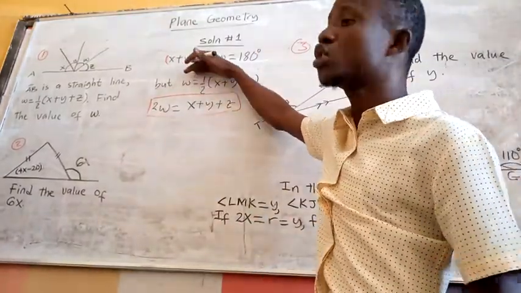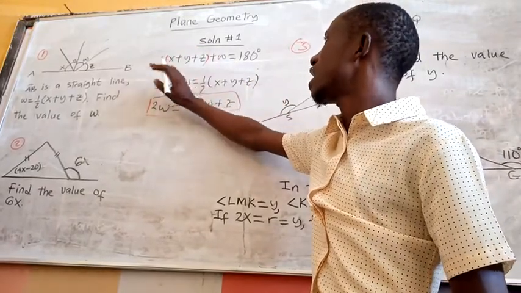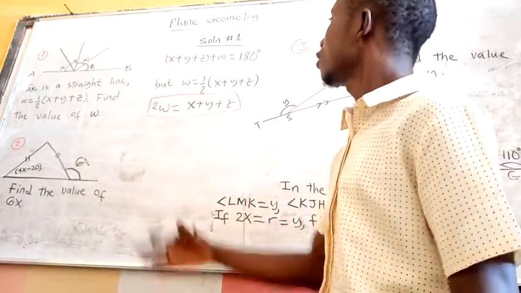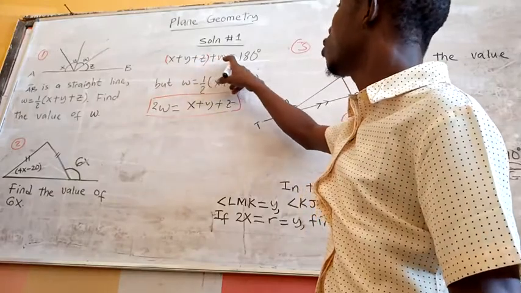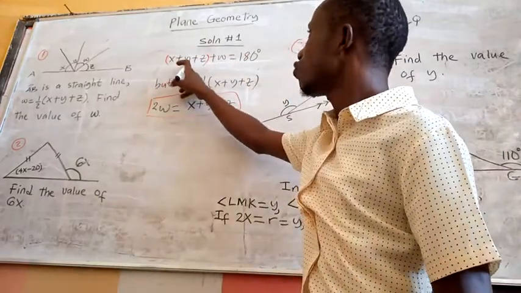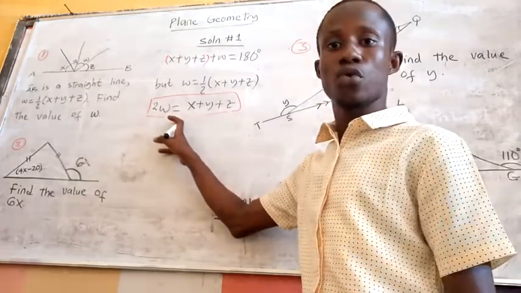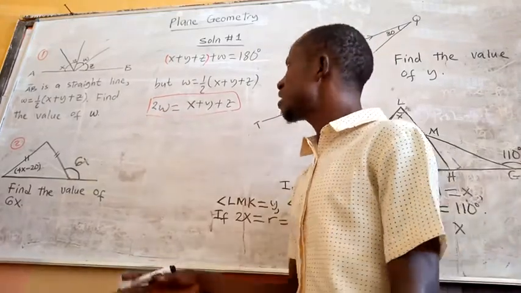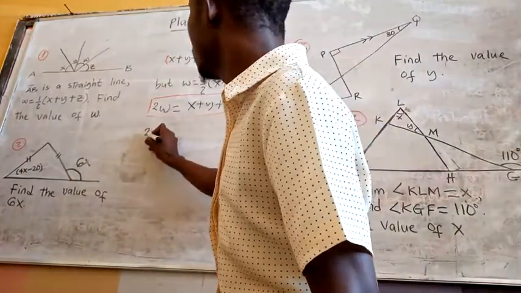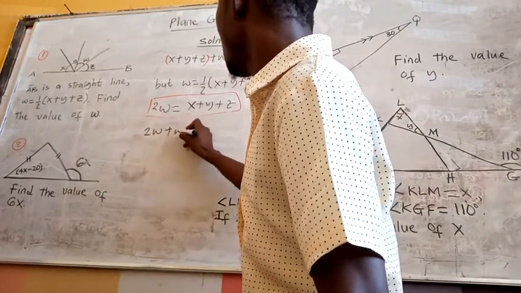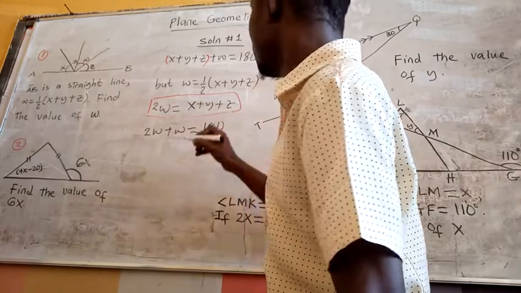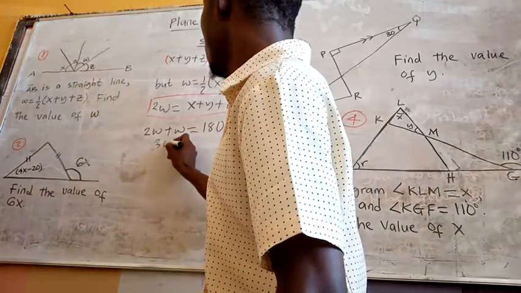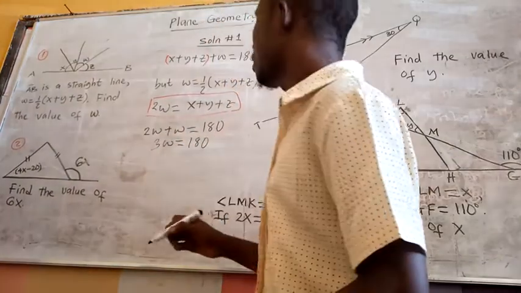So we come back to our original equation, which tells us that all the angles that lie on a straight line should sum up to 180 degrees. So we have x plus y plus z plus w equal to 180. But x plus y plus z is equal to 2w, so we replace it by 2w. Writing this, we have 2w plus w equal to 180. 2w plus w gives us 3w. So we have 3w equal to 180 degrees.